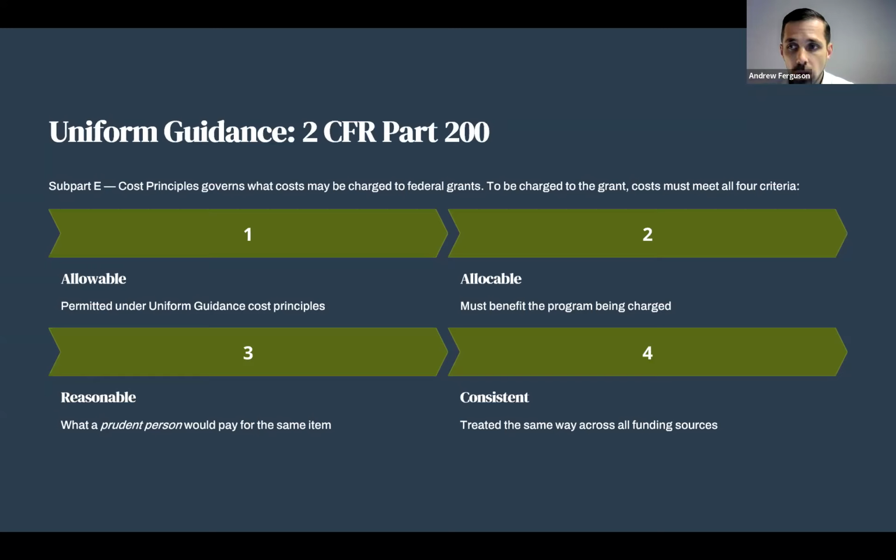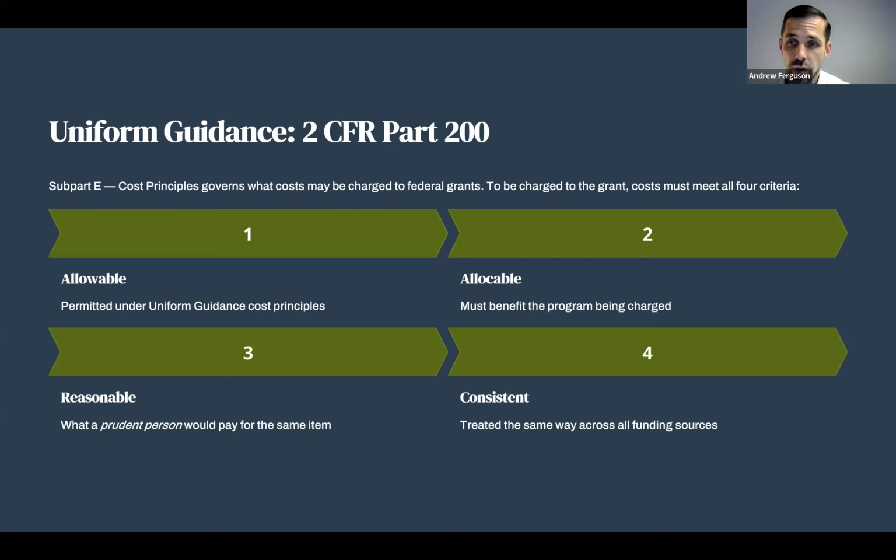It has to be allocable, so it has to be a cost where you can actually see the benefit of that cost going to that grant. You can't take an expense from another grant and, just because CSBG is open and you have funds you can draw down there, put it against CSBG. It has to be actually allocable to the grant.